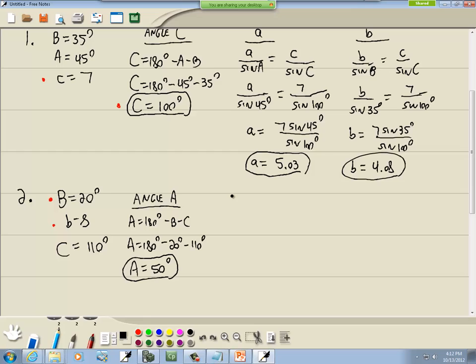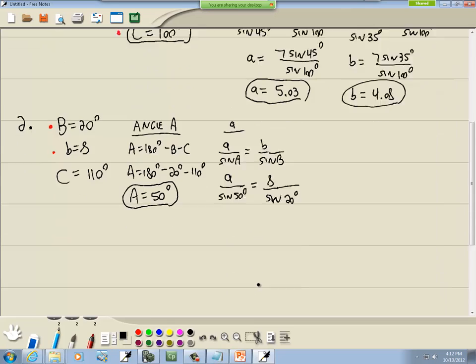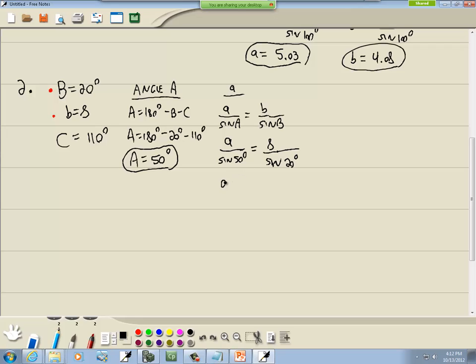Okay, now let's just go ahead and find side A. So again, I have to go with A over sine A. That's no choice there. And we want to go with the pair we know. We know the B's. So I want B over sine B. So I got A over sine of 50 degrees equals B, which was 8 over sine B, angle B, which is 20 degrees. Now multiply both sides by sine of 50. So we get A is equal to 8 sine of 50 degrees over sine of 20 degrees.